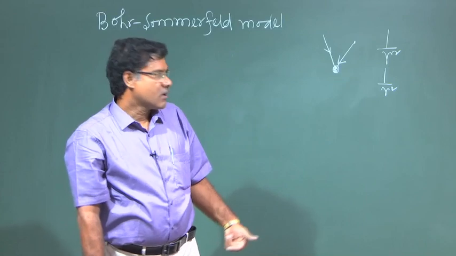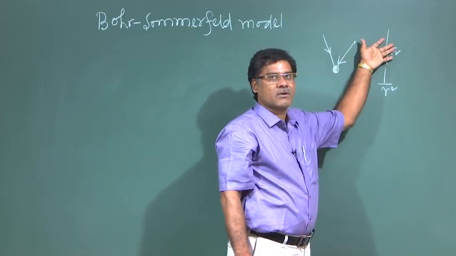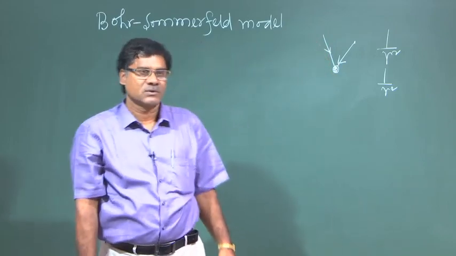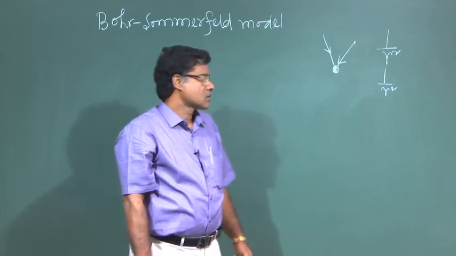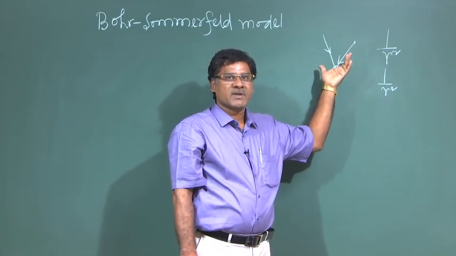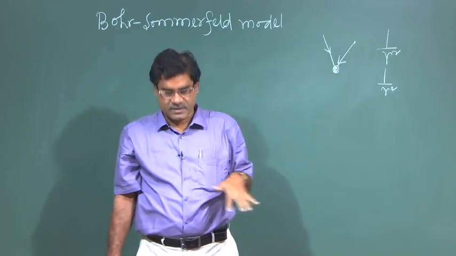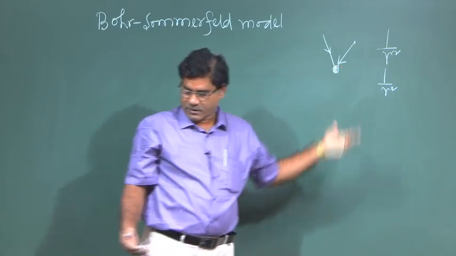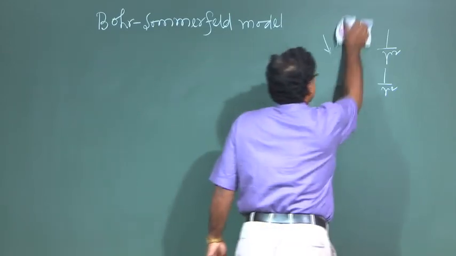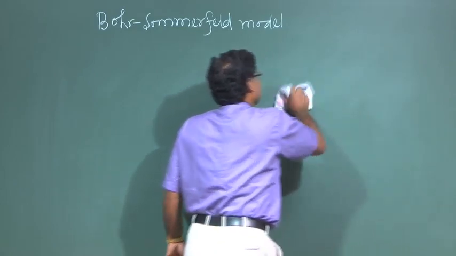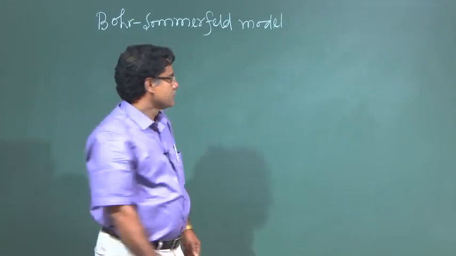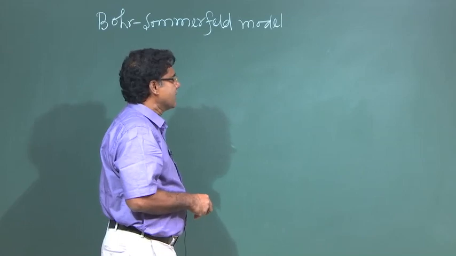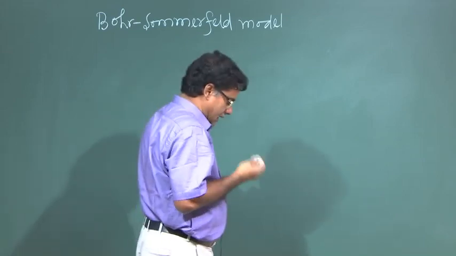So because of this central force, the force is always acting towards the center, towards a fixed point. Because of this force, planet orbits are elliptical. So here also it should be elliptical. So he considered an elliptical orbit for the electron rotating around the nucleus.